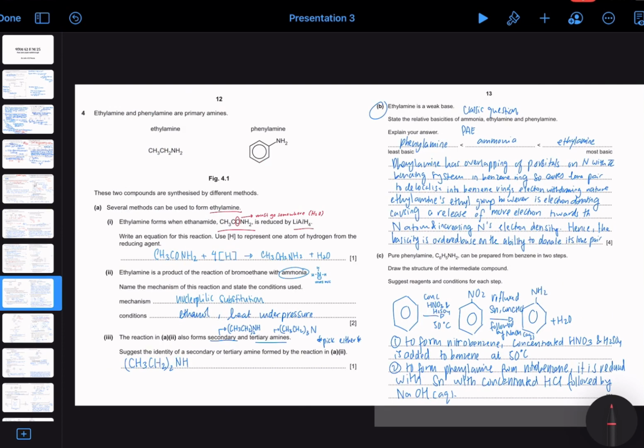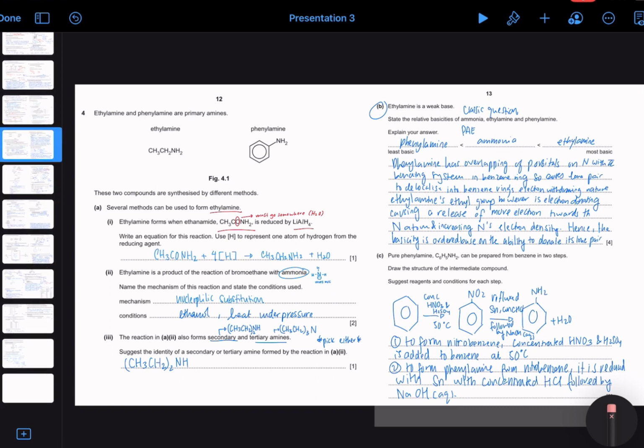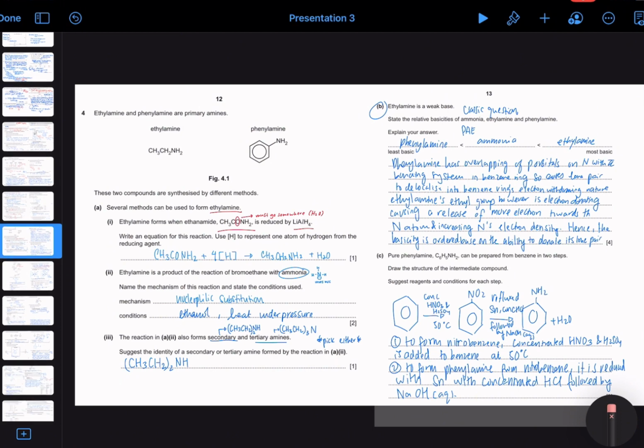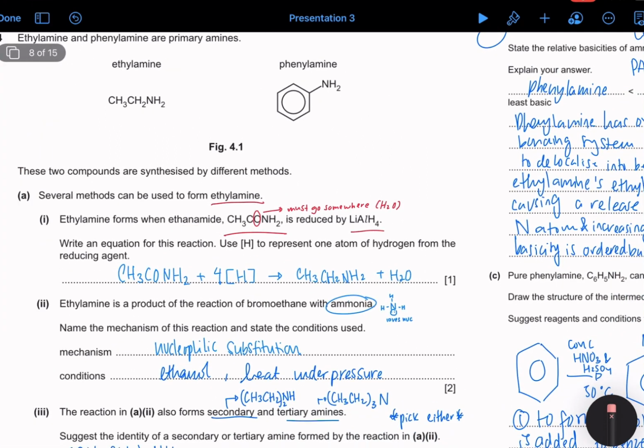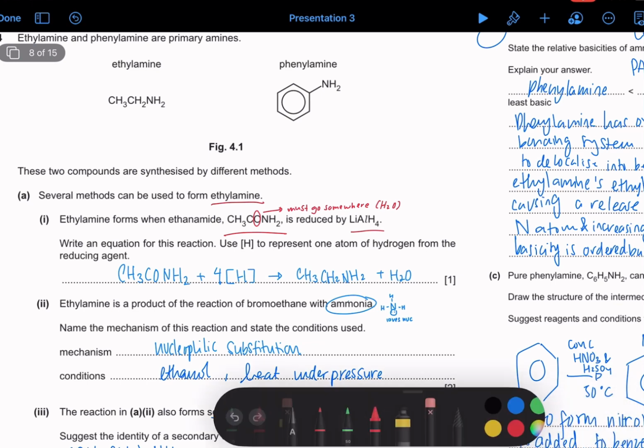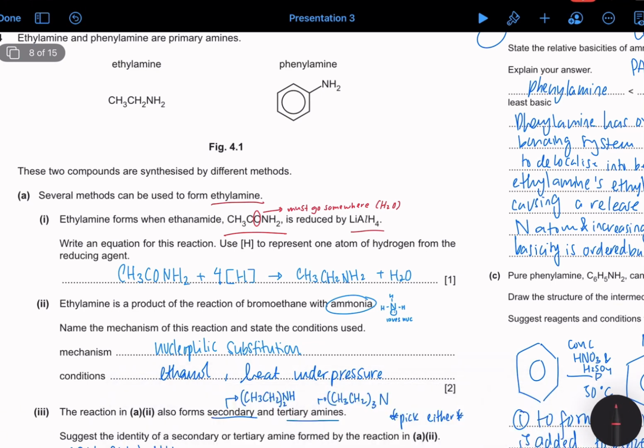Alright, now we have reached organic chemistry. So yeah, that was quite a lot. We still have nearly half of the paper left, so we'll move forward. Alright, ethylamine and phenylamine are primary amines. These two compounds are synthesized by different methods.